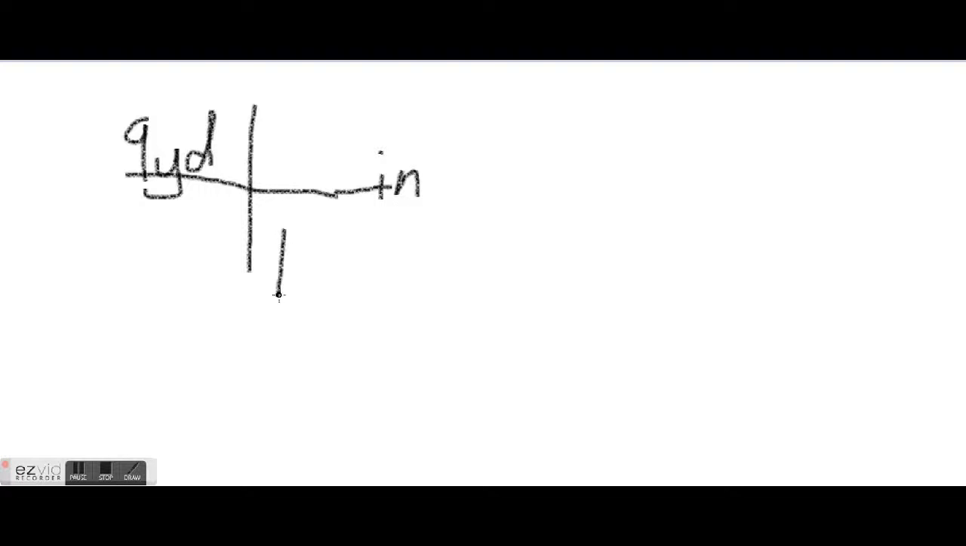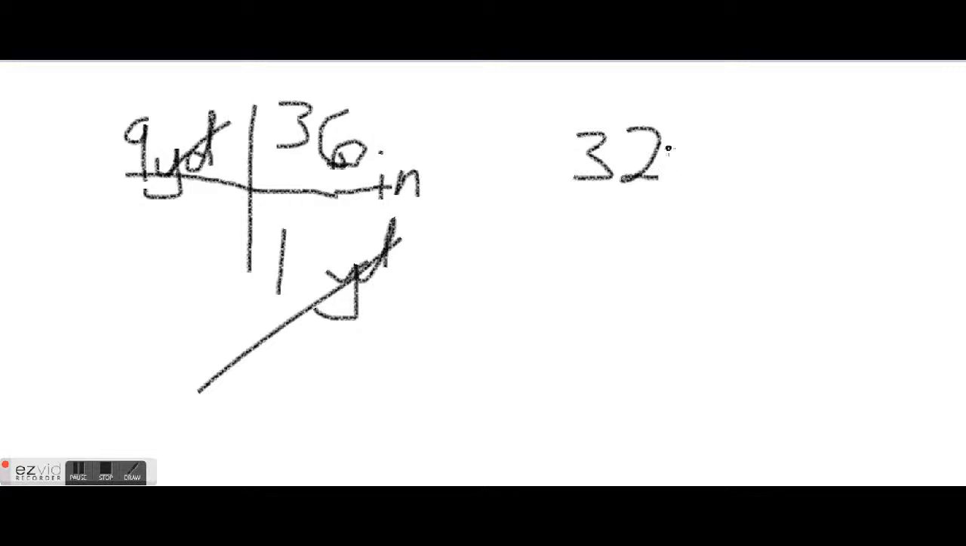We have 9 yards. 9 yards. And we want to get it in inches. What we do know is 1 yard is 36 inches. So that means all we have to do is multiply, right? These yards cross out. That's 36. So all I have to do is 9 times 36. 9 times 36 is 324. So the answer is 324 inches.